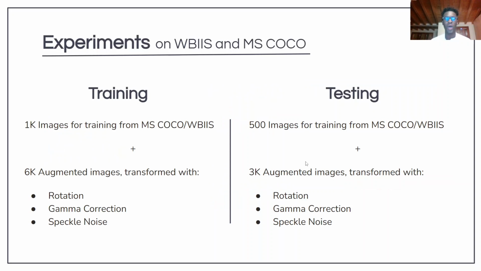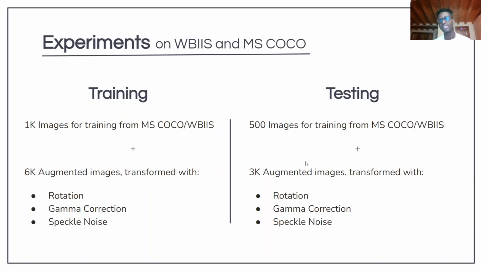We use 1K, 1000 images from either MS COCO or WBIIS, so we train our models on both datasets separately, and then we augmented these 1K images twice, so we rotated images on 2 different degrees, so 2 degrees and 12 degrees, let's say, and we obtained 6,000 augmented images. And then we did the same for gamma correction and speckle noise. So we have 7,000 images that are used for training our models.